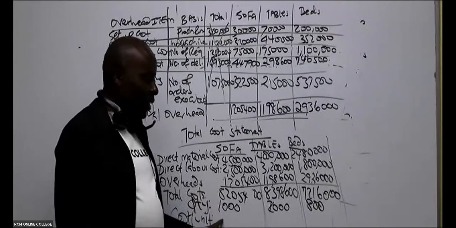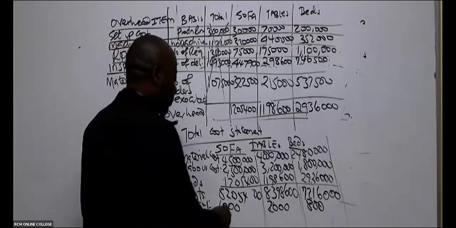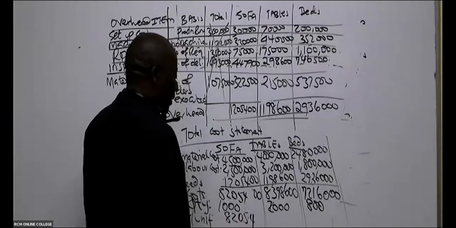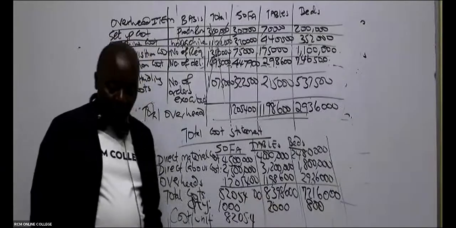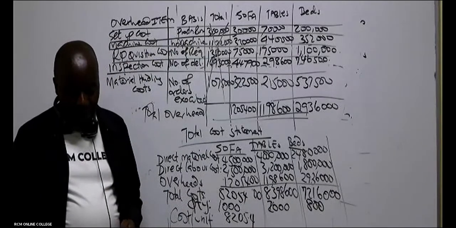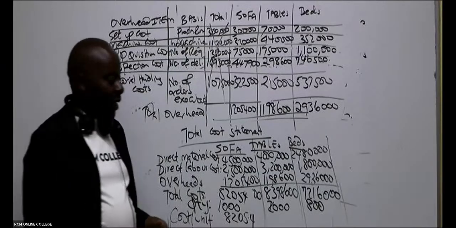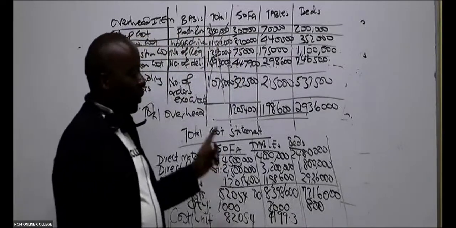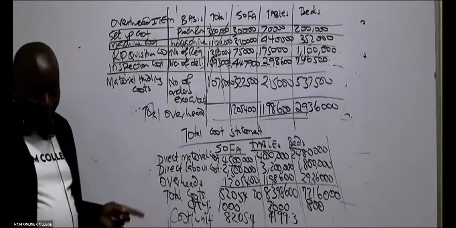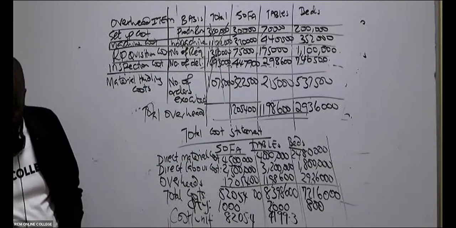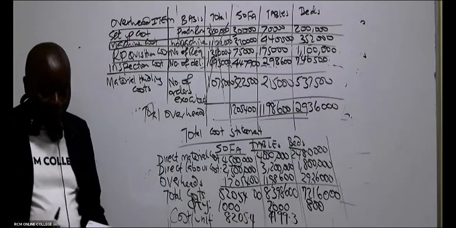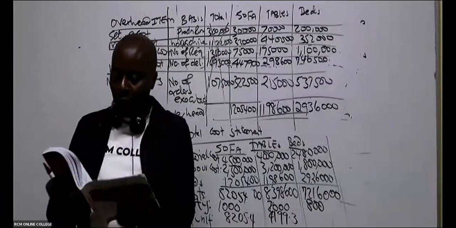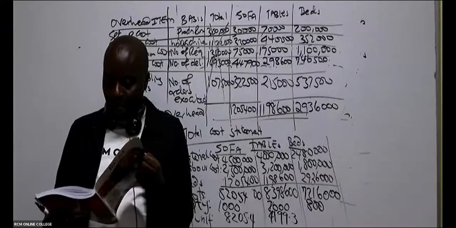So this divided by 1,000 gives me what figure? 82.4, right? How about 83,98,600 divided by 2,000? 41.99. And then lastly, we have 72,16,000 divided by 800, which will end up giving us what figure? 90.20, isn't it? So we have there 90.20.